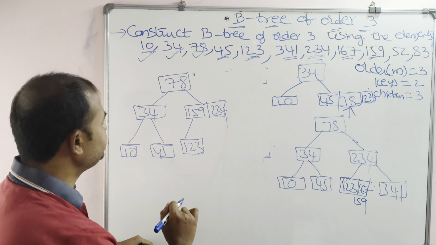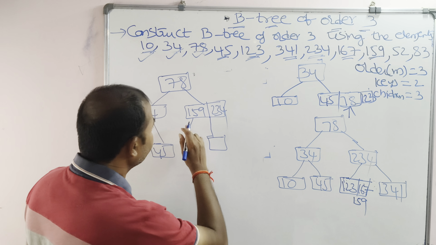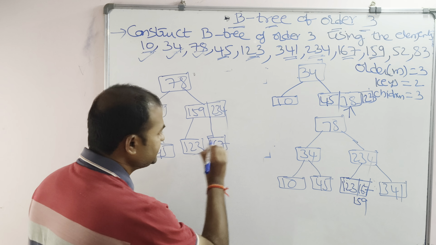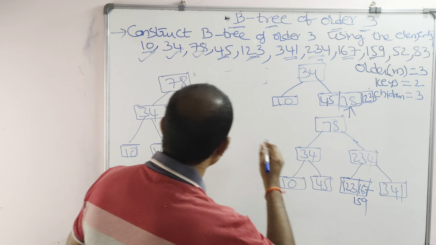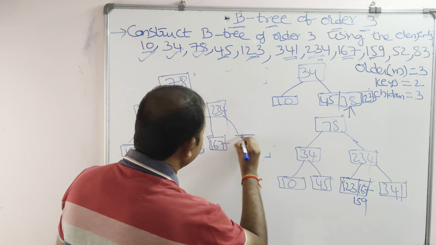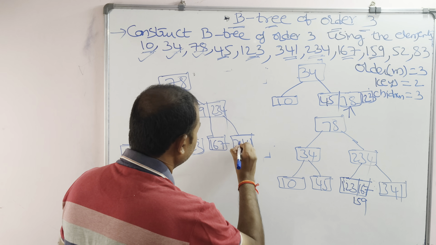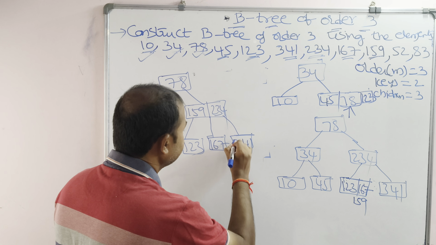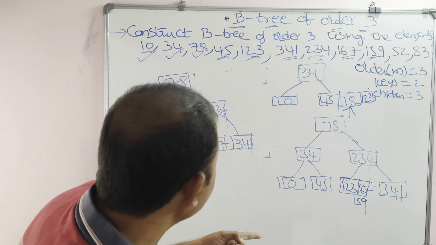Next, what about 167? 167 is in between 159 and 234. Next, we have 341. 341 is greater than 234. So next we have to insert. 159 is over.